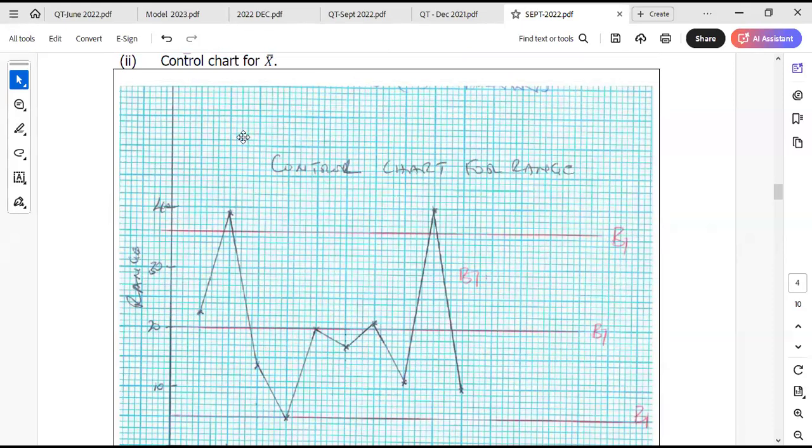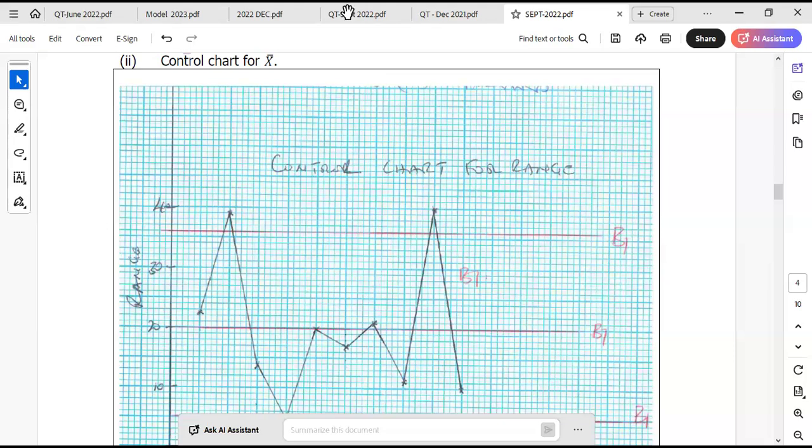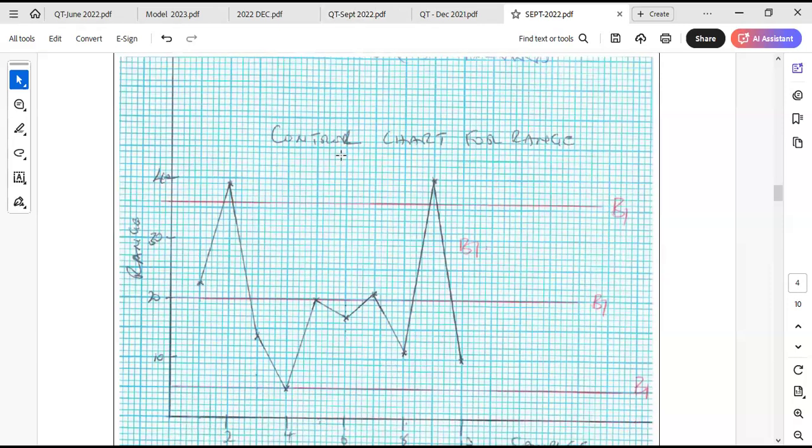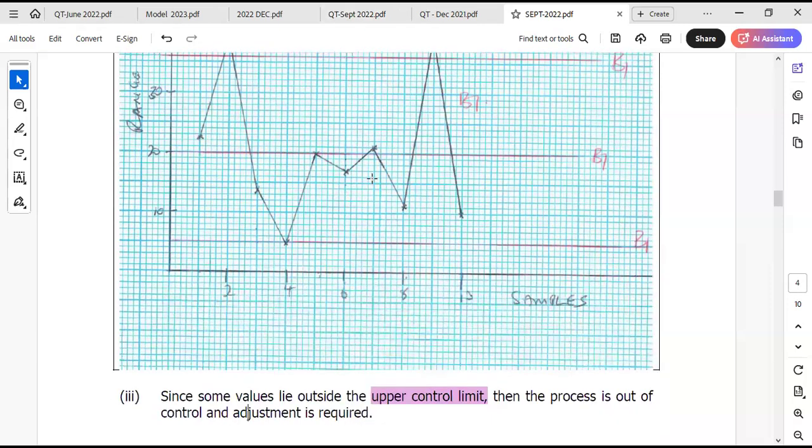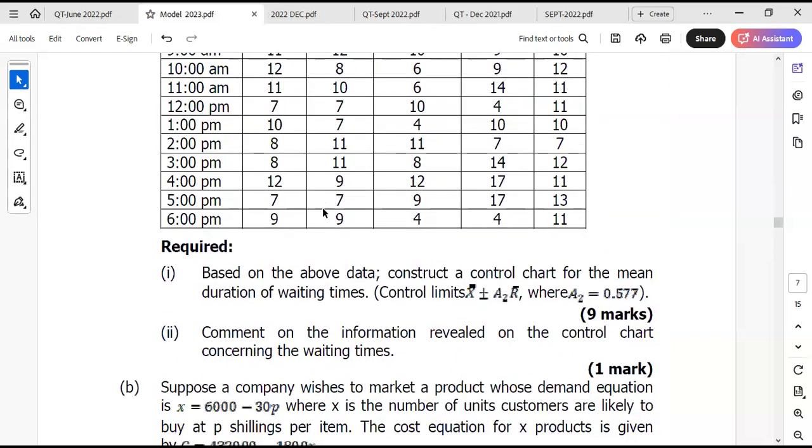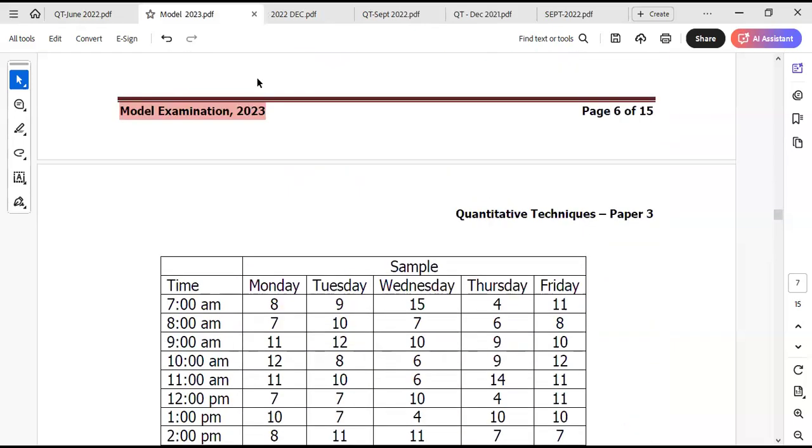Please try other numbers so that you can appreciate. Time yourself. How many minutes can you take to plot? Time yourself. So do some numbers, the ones that we have not done, like the model paper. You do like December. You do all the numbers that we have not done.